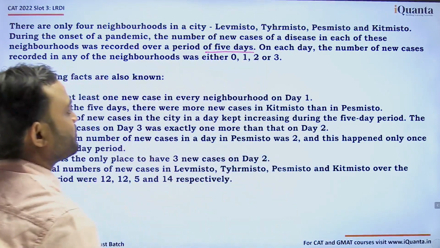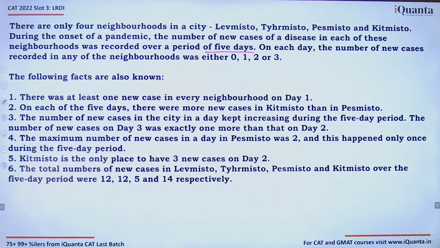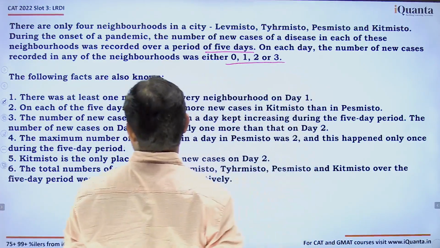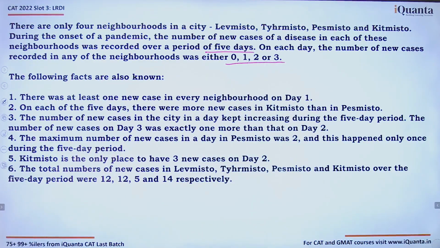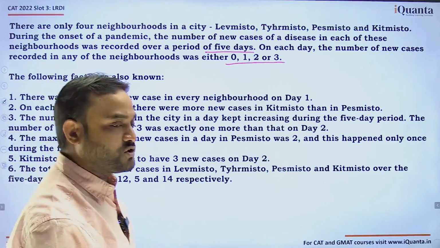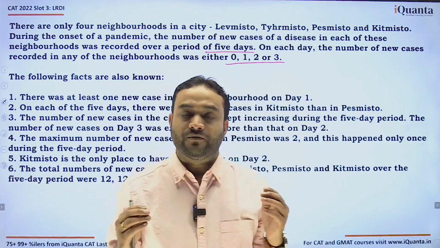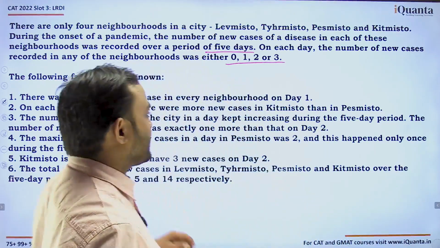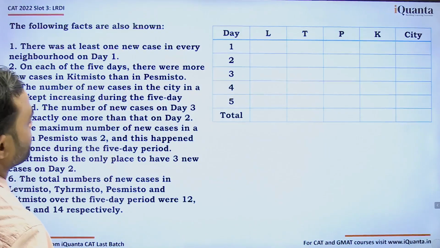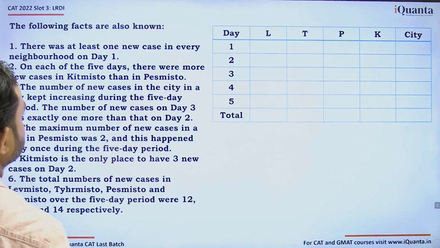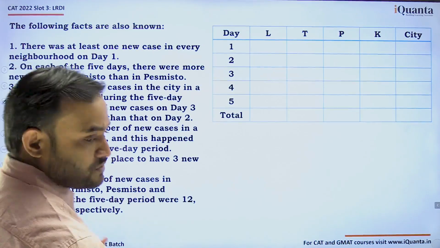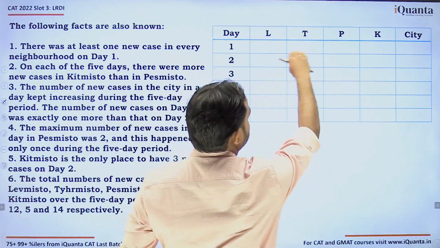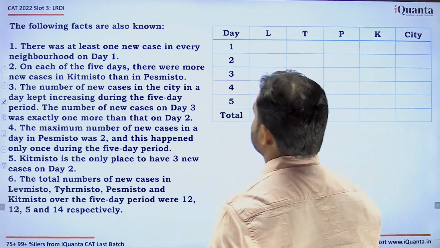On each day, the number of new cases recorded in any of the neighborhoods was either 0, 1, 2, or 3. The following facts are known, so some information has been given. So what do we have? We have four different neighborhoods and 5 different days, four cases recorded. Again, we need a table to write down all the information. So the table should look like this: days, neighborhoods, and total cases in this city.